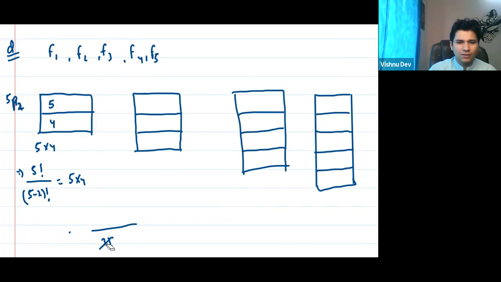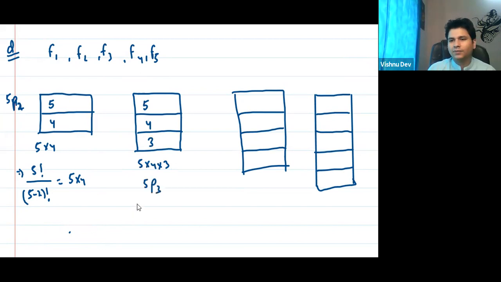Now this is for 1. Now इसके लिए बताओ कितना होगा? If we take 3 signals, then इसके लिए 5, 4, and 3. So it is 5 into 4 into 3. Or you can write it as 5p3. हाँ या ना? Right? 5 में से 3 choose करा.